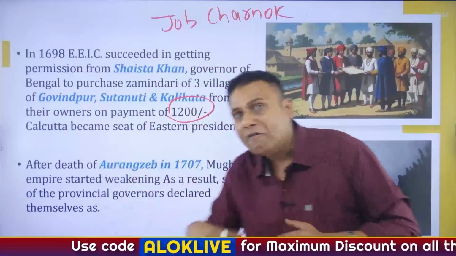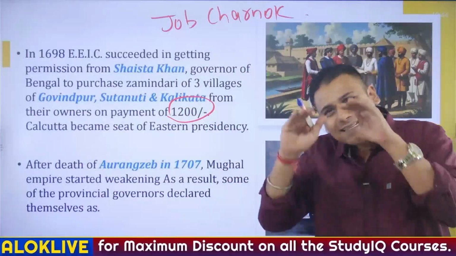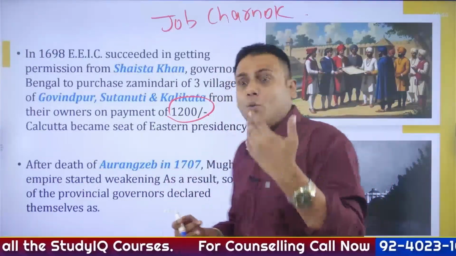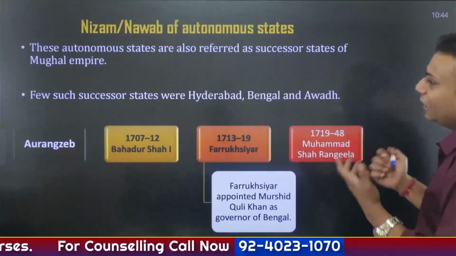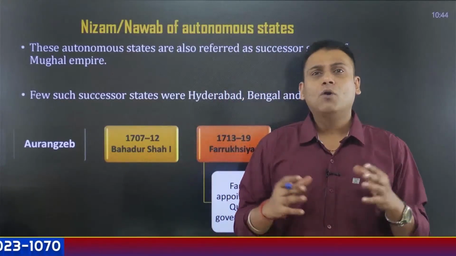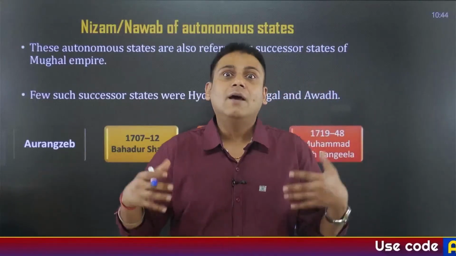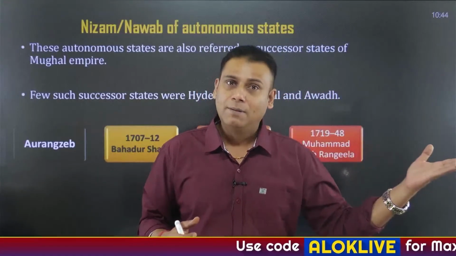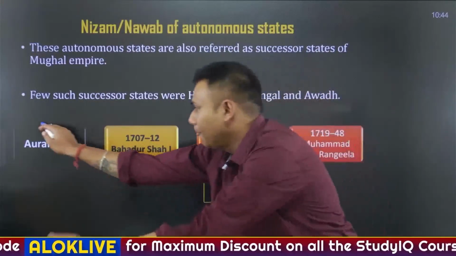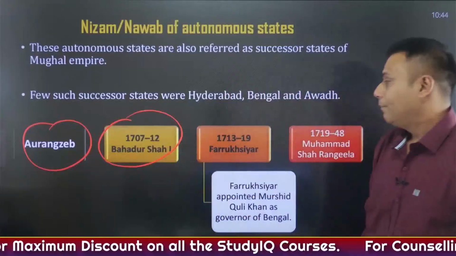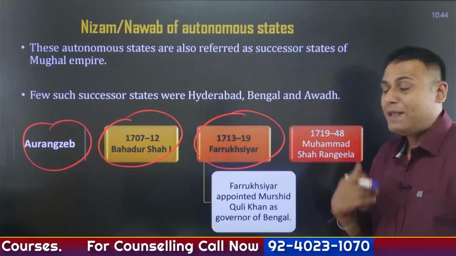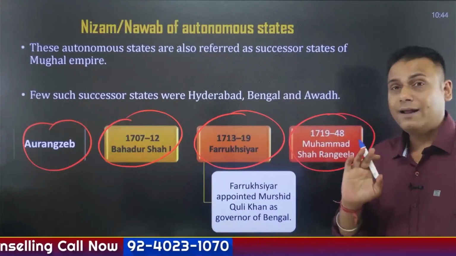Clear? Now, after Aurangzeb, the power of the Mughals started declining, and the successors were not that competent. They were weak successors. Now, let's explore this. As I've told you, after Aurangzeb, there were many who started declaring their independence, like the Nizam of Hyderabad. They were referred to as successor states or autonomous states. Aurangzeb was succeeded by Bahadur Shah I. Bahadur Shah I was succeeded by Farooq Siyar, and Farooq Siyar was succeeded by Muhammad Shah Rangila.